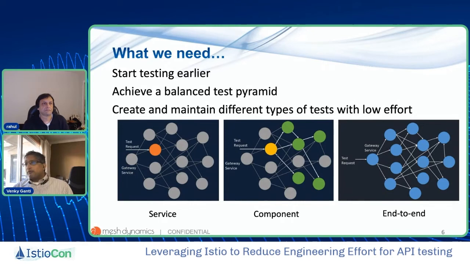And we want to do all of this with as little engineering effort as we can, right? And that is the ideal goal we need to be at now. And that's what the rest of the talk is going to focus on. How can we achieve that state? Be able to shift your testing earlier, achieve a balanced test pyramid, and be able to create and maintain these different types of tests with as little effort as needed, right?